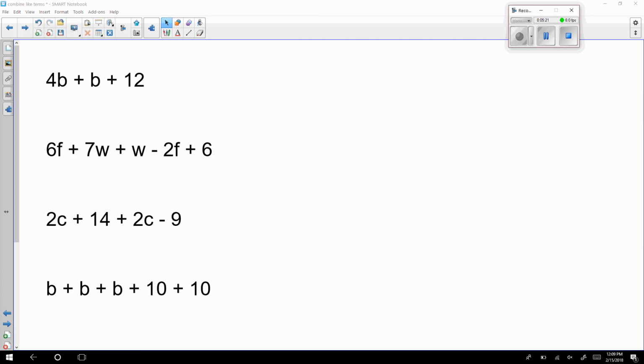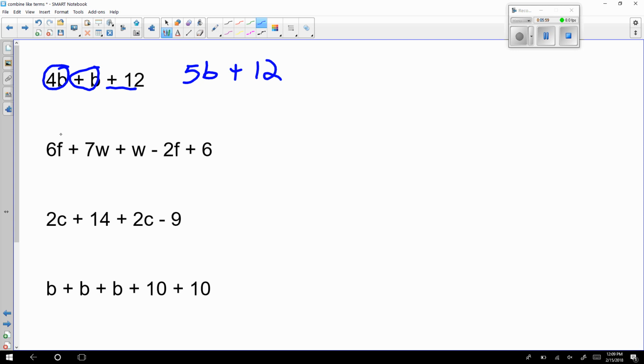Okay, now we're going to move on to combining like terms. When we combine like terms, we find terms in an expression that have the same variable or that don't have the variable, and combine the ones that look the same. So in the first one, we circle 4b. Then circle anything with a b in it and circle the sign in front of it. So this is a plus b. Together, 4b plus b, we have 5b, and then we have a plus 12. This would be the simplified expression by combining the like terms.